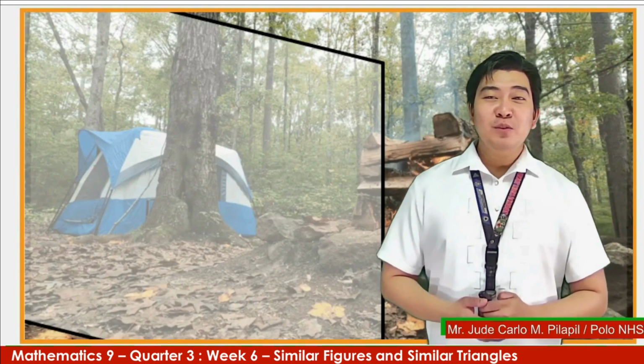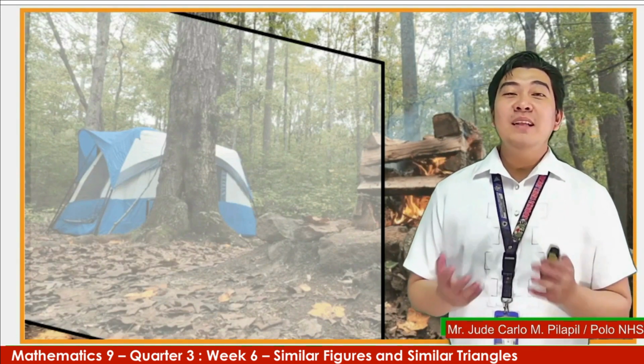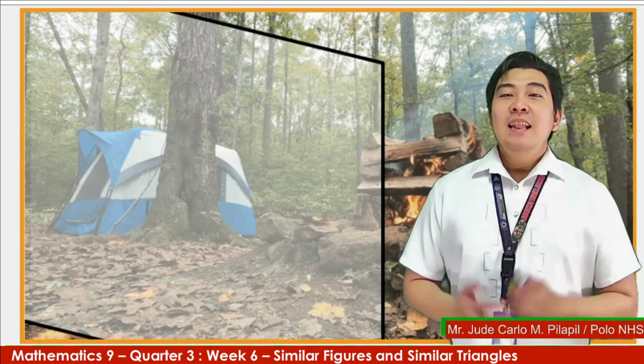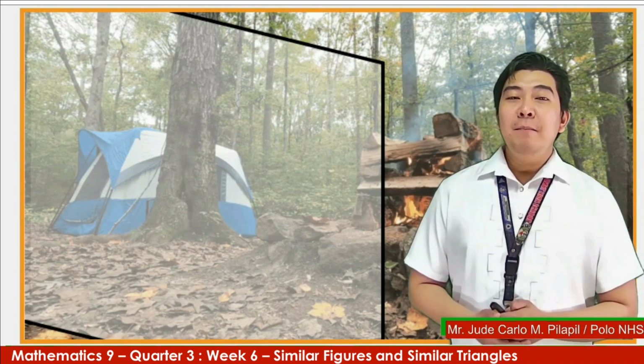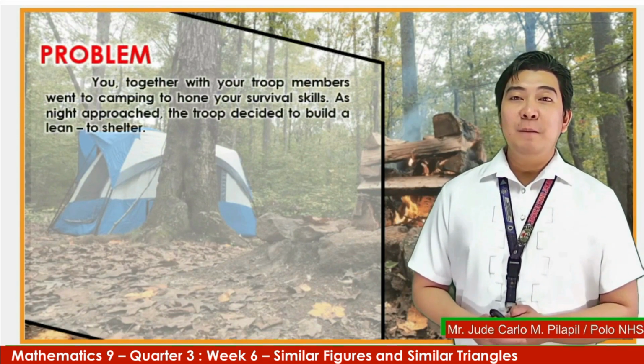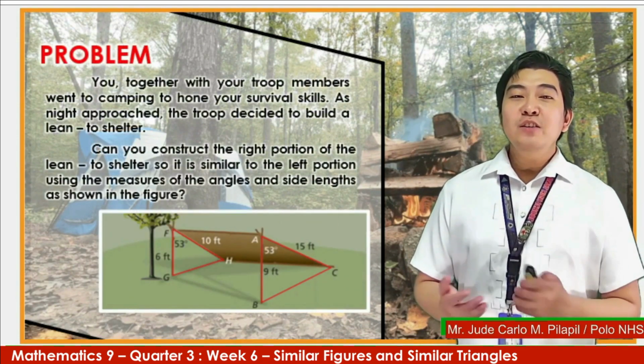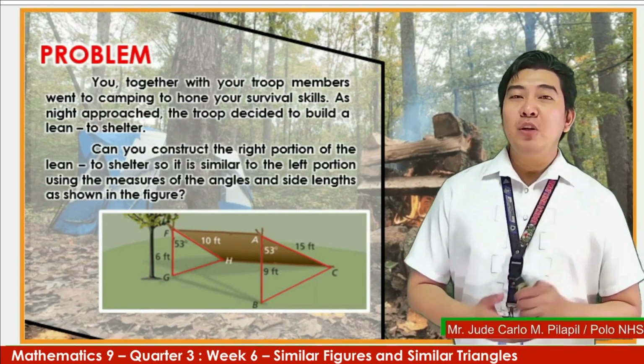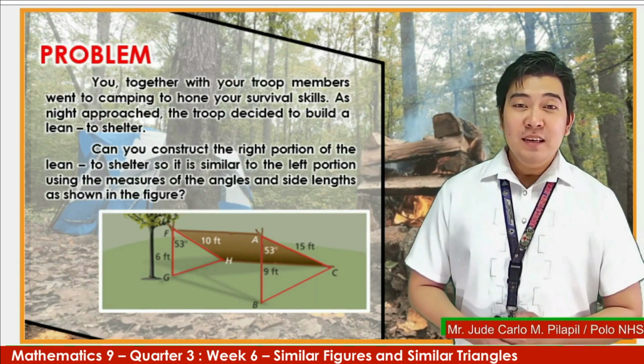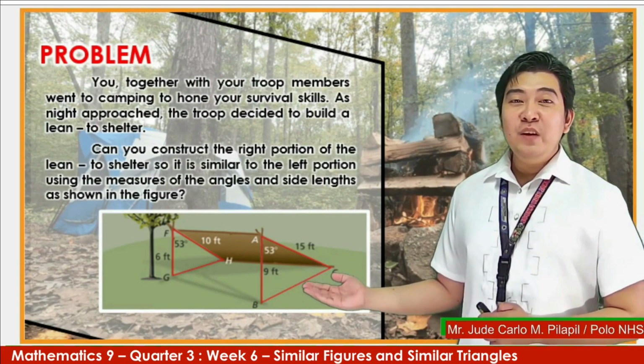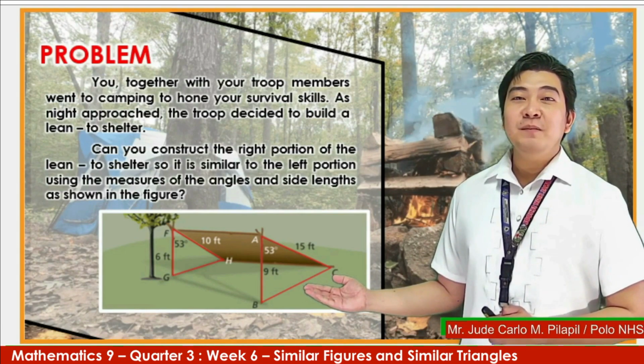After knowing the theorems on triangle similarity as well as their respective proofs, let us answer the problem about the lean-to shelter. Can we construct the left and the right portions of it similarly? Take a look at the figure and their given measures.